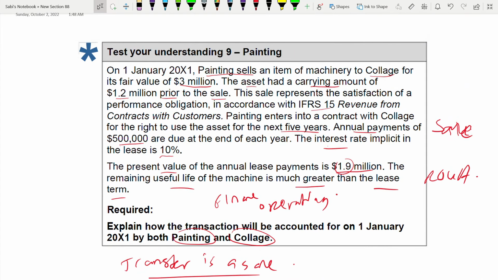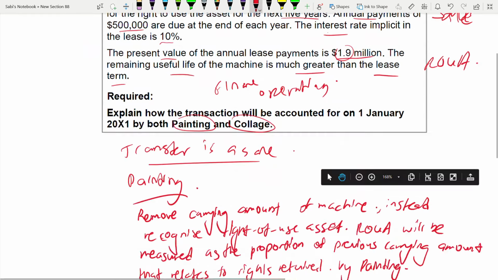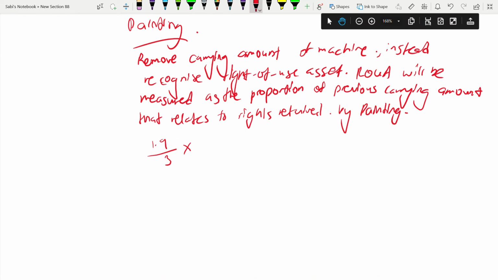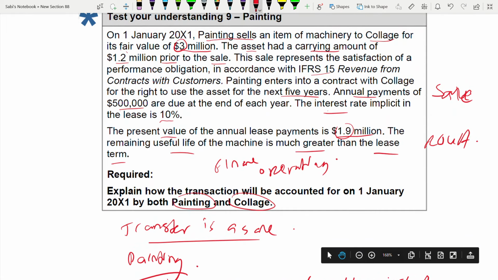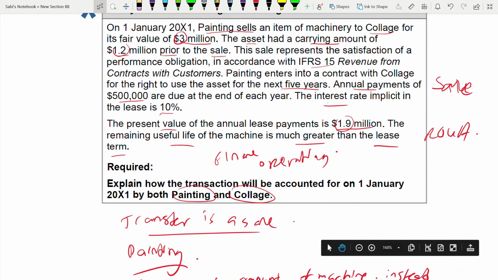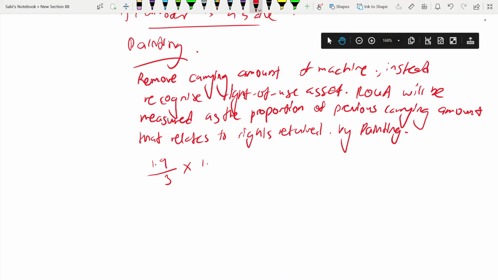Now carrying amount was 3 million of machinery, previous carrying amount, 3 into what? Into this 1.2. This is the previous carrying amount before the sale. So Painting sells an item, this is the amount that they have sold it at. 3, 1.2, this is the previous carrying amount. Always this 1.2 you will multiply the previous carrying amount.